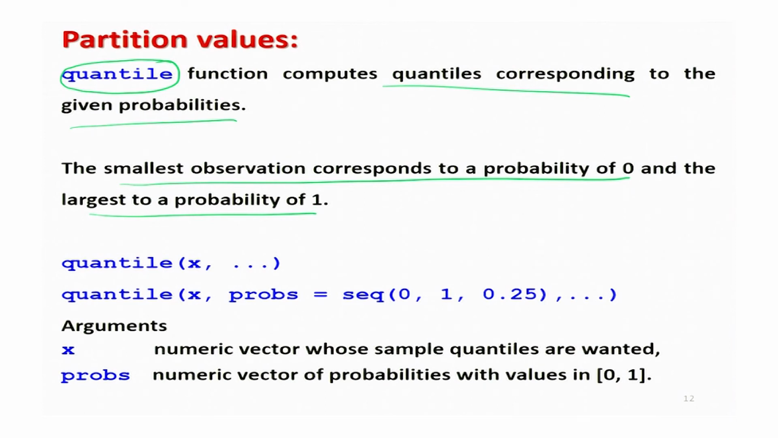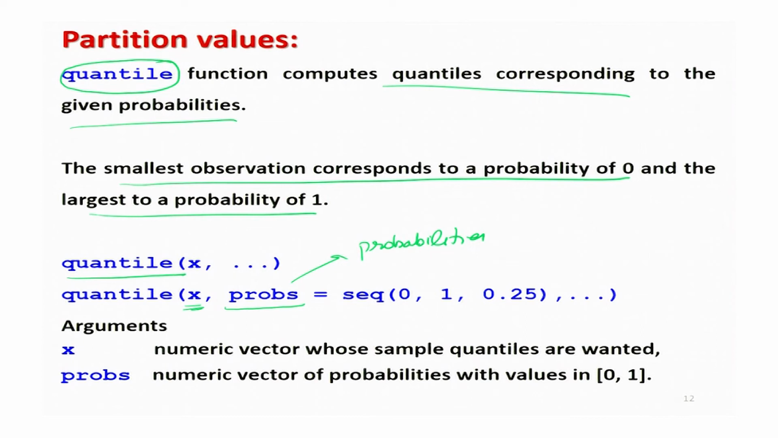Now we have a function here, quantile, and inside the parenthesis we write the data vector x. If you don't write any choice, then the default is quartile, so it will divide the total frequency into 4 equal parts. But if you want to do it according to your wish, then you have an option probs, which is the short form of probabilities. Probabilities are between 0 and 1.